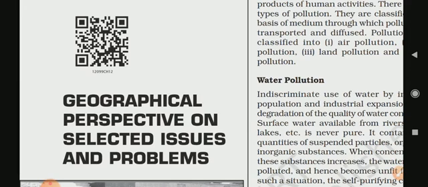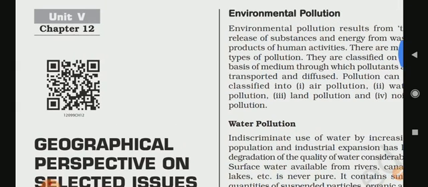So, here students will study the geographical perspective, जो है हम इसे study करेंगे on some selected pollutions. We'll discuss this, and it starts from environmental pollution, and then urban waste disposal, and then we study the slum problems, and then land degradation. So students, it starts from pollution.